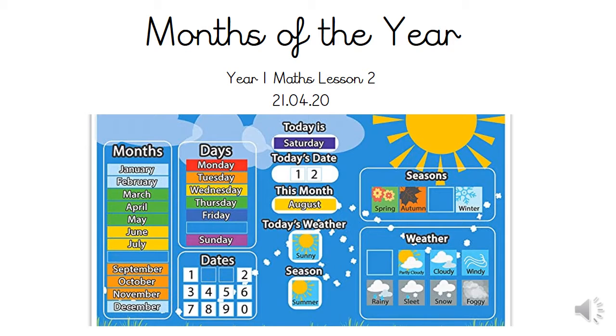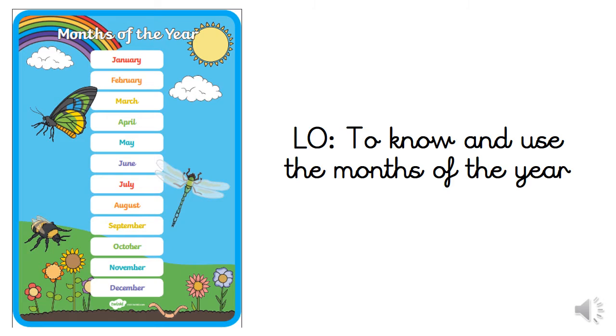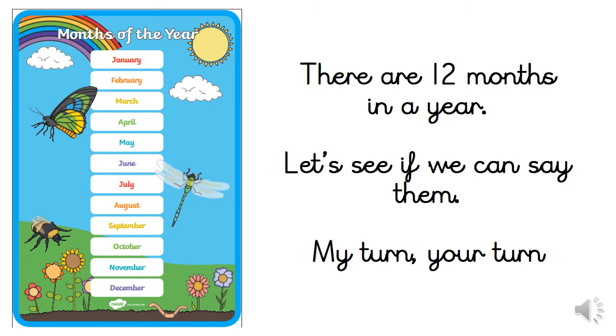Remember yesterday we were learning all about the days of the week. Well, today we're learning about the months of the year. So let's see what we're going to do today. Today our learning objective is to know and use the months of the year. So let's get started. There are 12 months in the year.